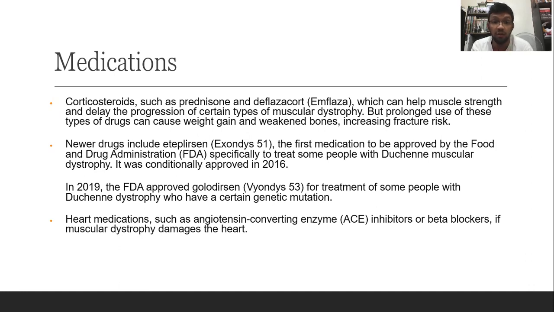It was approved in 2016, this eteplirsen or Exondys 51. Last year, the FDA approved golodirsen or Vyondys 53 for some people who have Duchenne muscular dystrophy. Heart medications such as ACE inhibitors and beta blockers are used if muscular dystrophy damages the heart.